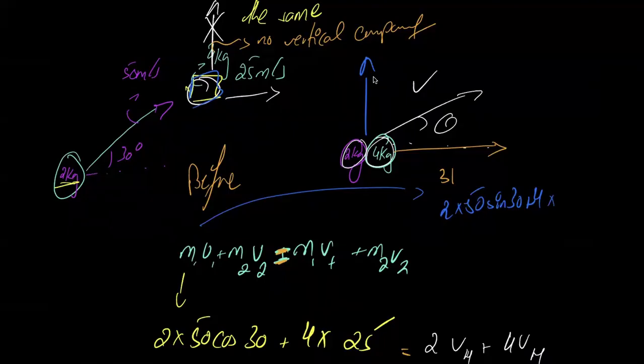Zero. No, not 4 cos theta or anything. It's going to be 4 into 0. Again, guys, I'm talking about the vertical component now. So, it has no vertical component. It's only traveling in the horizontal direction. Do you guys get me? Do you understand why I used 0?